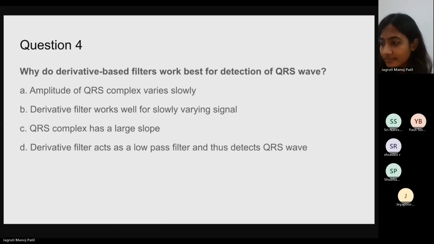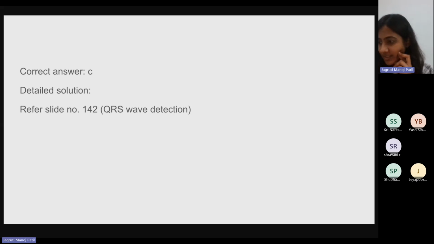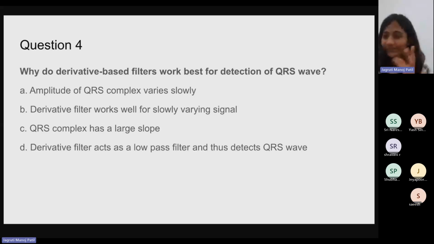Ma'am, B option. Works well for slow varying signals. Okay. And what do you think for D? Pan-Tompkins algorithm, because in Pan-Tompkins algorithm the derivative part removes the P and T wave actually. I think it was not actually removing the P and T wave, but it was removing the low frequency components. So it can also be the low pass filter option. Let's see which option. So the answer is C. That's it, it has a larger slope. Oh nice. I guess someone said the answer for that.